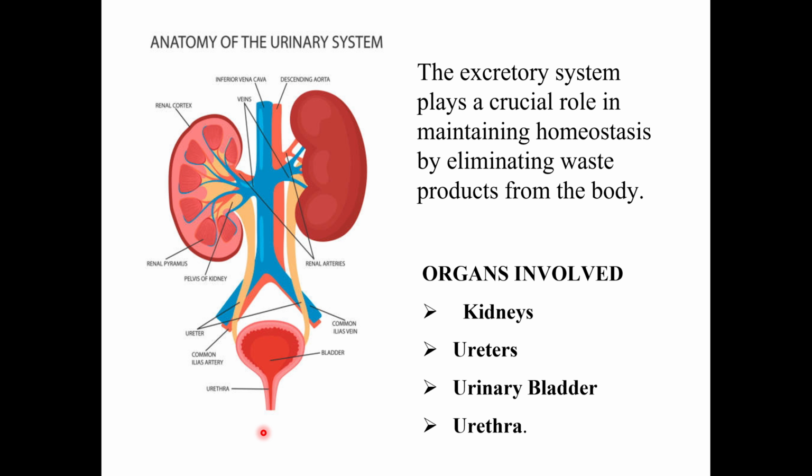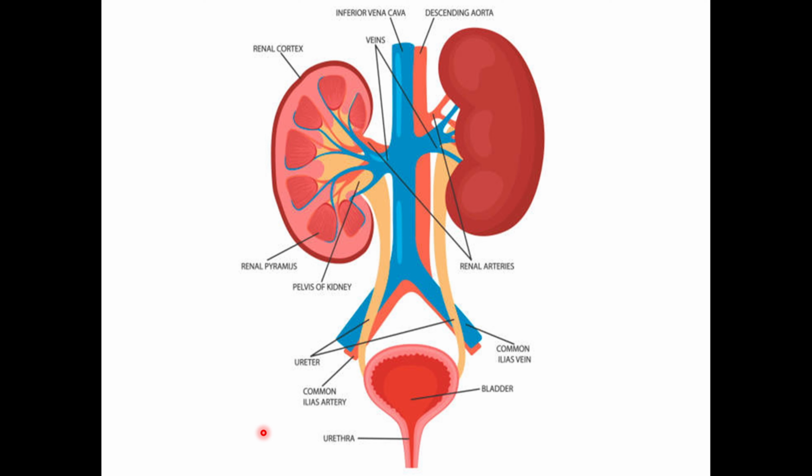You can see in my next slide, this is the structure of a kidney. This is one pair of kidneys, and there is one pair of ureters, one bladder, and one urethra. So one by one we'll discuss each and every structure. Let's begin with the first structure, the kidney.